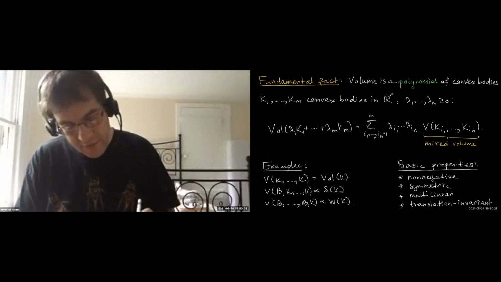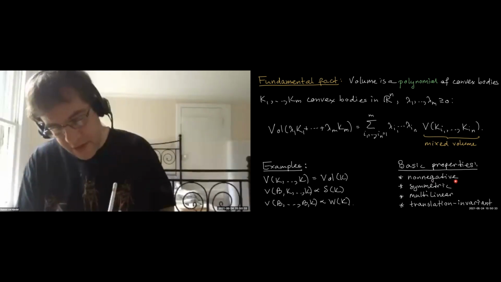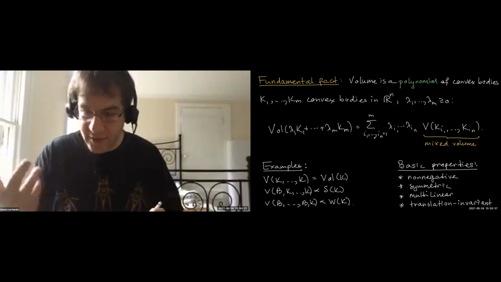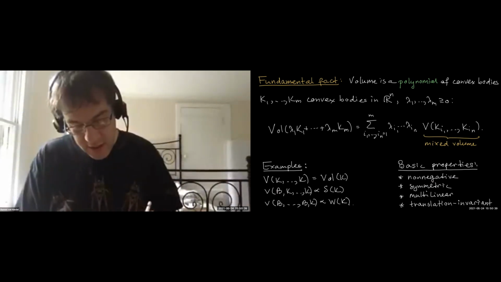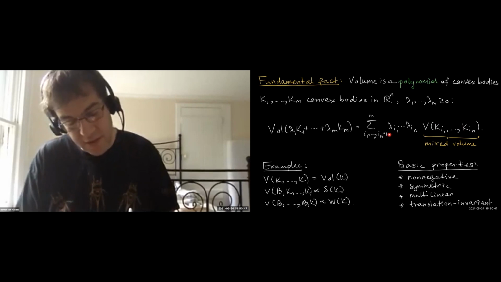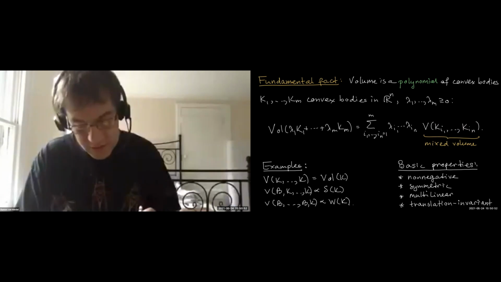Now, these coefficients have some very basic properties. The most non-obvious one is that they're always non-negative, right? These are geometric parameters, so they're non-negative. It's not obvious that you have a polynomial that has to have non-negative coefficients. The other 3 here are obvious. They're symmetric in the sense that if you permute the bodies that you stick in, you get the same thing. This is by definition, because this is the coefficient of this monomial, which is symmetric. So you might as well take them to be symmetric.